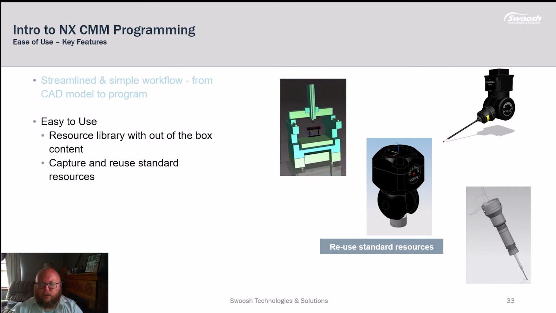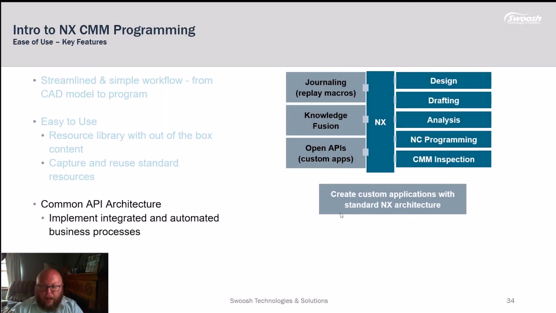Very easy to capture all your different stylus and the kinematics of how they move, how they rotate. There's a lot of dual rotary heads on CMM machines now. It's very easy to capture and reuse all this data. And lastly, we can certainly use any of our API, open API tools, journaling and knowledge fusion and other applications that we want to extend NX to create some custom features or custom processes. It's a very open system that will enable us to modify the behavior for your organization's specific needs.